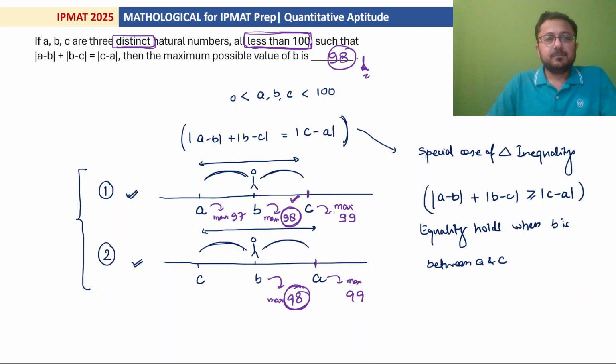क्या ये clear है? ठीक है, यहीं पे अगर distinct नहीं होता तो b can also be equal to 99. Okay. Is this clear?